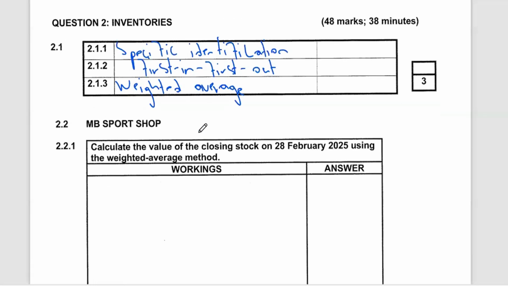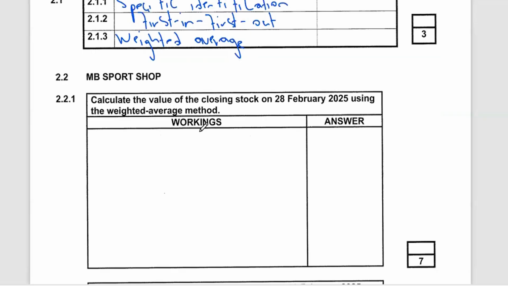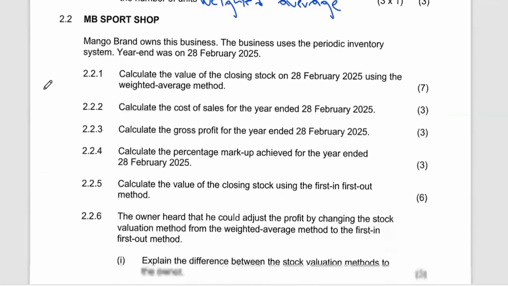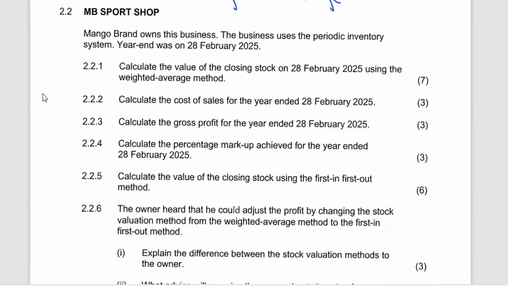So 2.2, we are required to calculate the value of the closing stock using the weighted average method. So Mango brand owns this business. The business uses the periodic inventory system. The year end was on 28 Feb 2025. We are required to calculate the cost of sales, the gross profit, and the percentage markup, and the value of the closing stock using the FIFO.